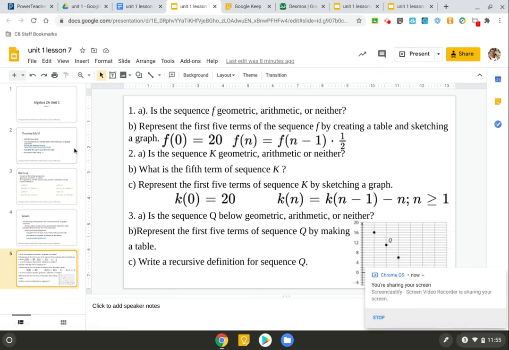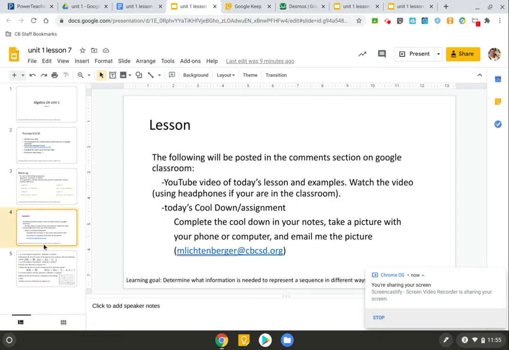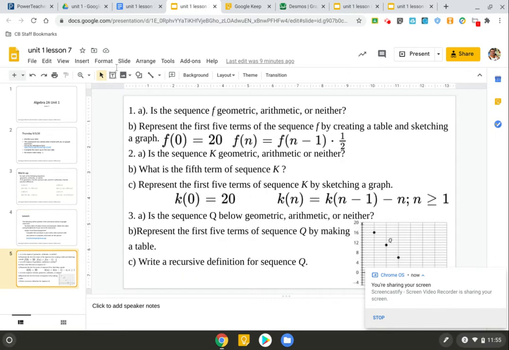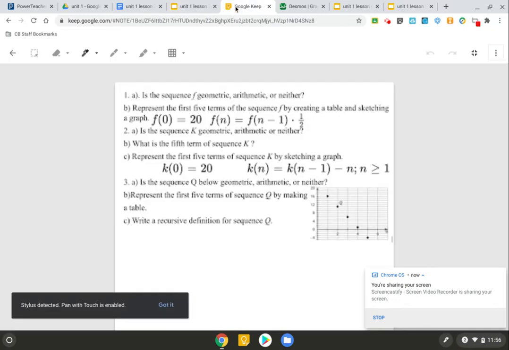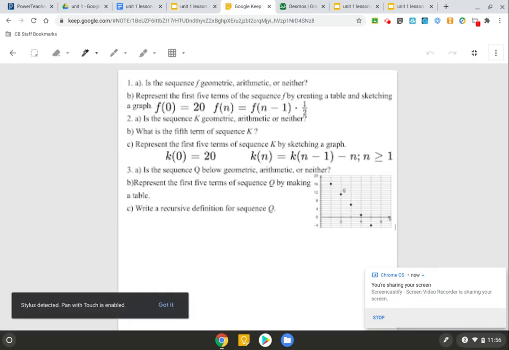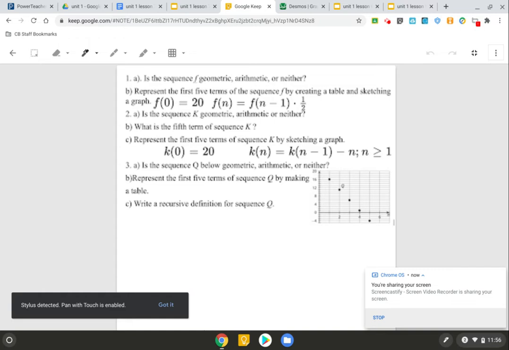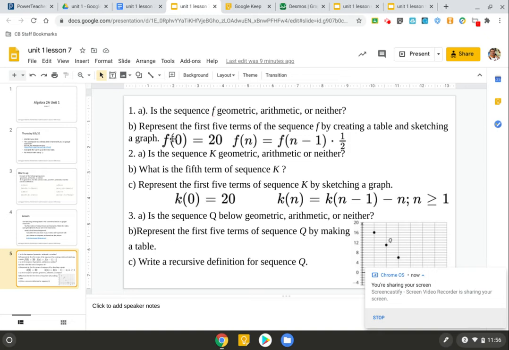All right, so today we are moving on to Unit 1, Lesson 7. You may have noticed there are no new lesson notes today, so we're just going to get right into the examples. So, number 1, is the sequence F geometric, arithmetic, or neither? It looks better on here.